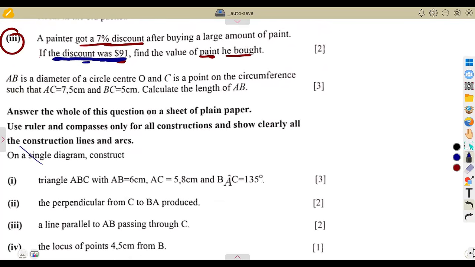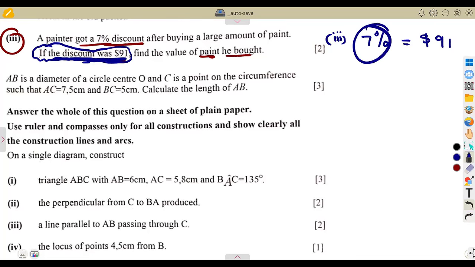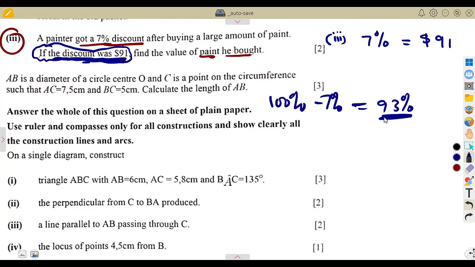If the discount, what is the discount? We are given the discount percentage. And they are saying that discount percent as it is this time, as it is. Not to say you are going to subtract anything, but the percentage is the one that you are given. It's equivalent. The discount, if the discount was $91. Not the price after. If it is the price after, you were going to subtract this from 100%. You subtract the 7%, you get the 93%. This is the percentage that is going to be used for the price after the discount. But they never gave us the price after. They gave us the price of the discount.